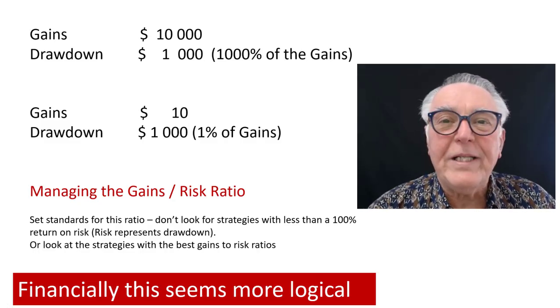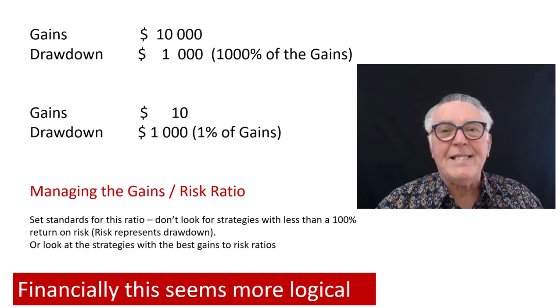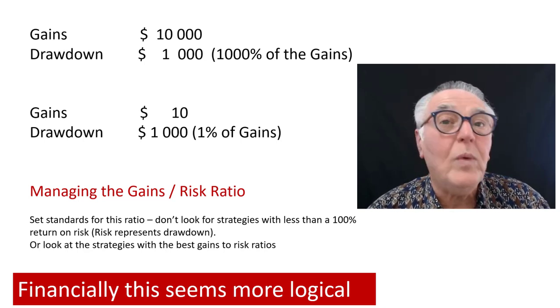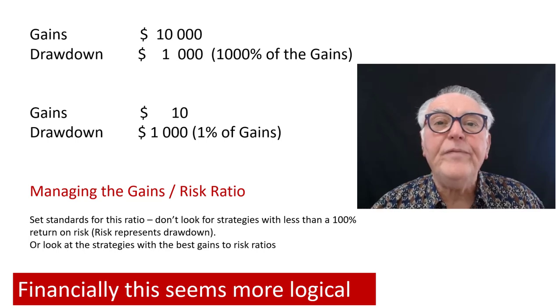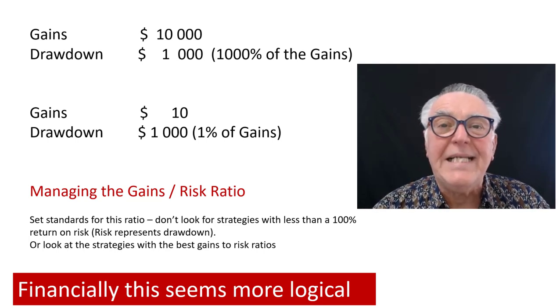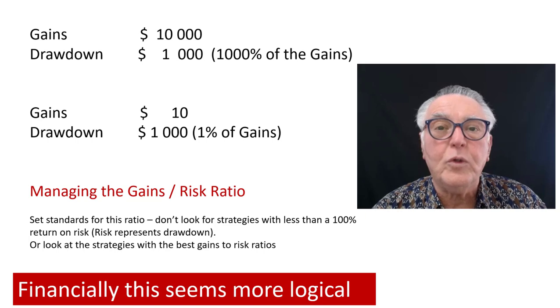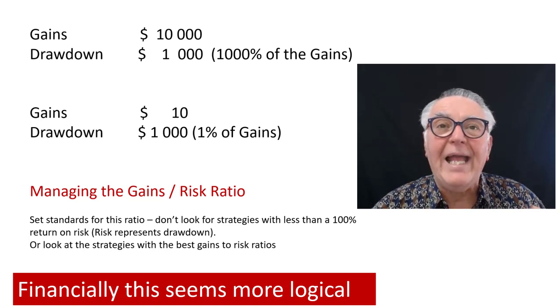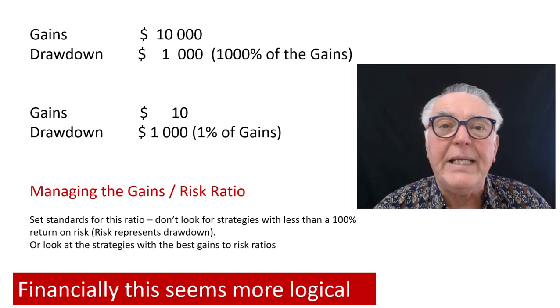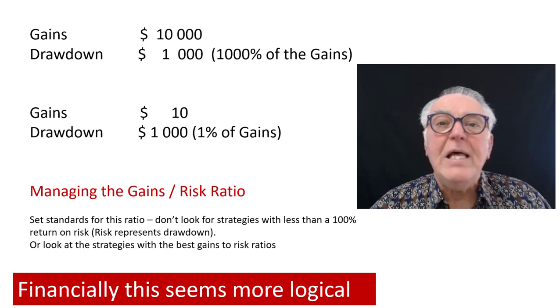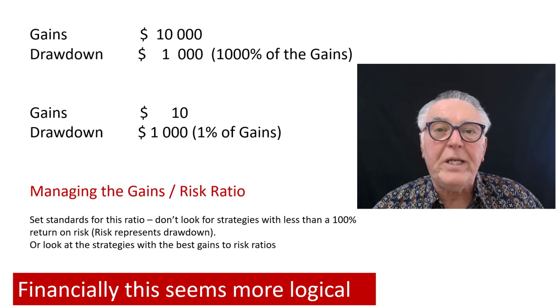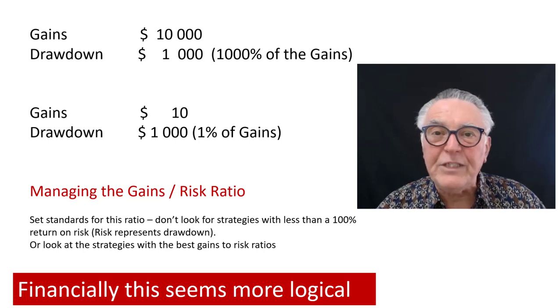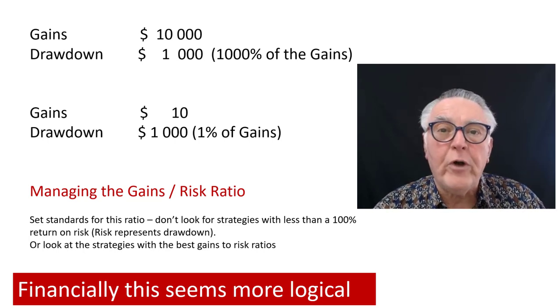Okay, so let's have a look at the numbers again. So if your gains are $10,000 and your drawdown was $1,000, you've effectively had 1,000% gain on your risk, on your drawdown risk. 100% gain would be $2,000 and 1,000% gain would be $10,000. So that is the kind of strategy you want to look for that has these fantastic returns on risk.